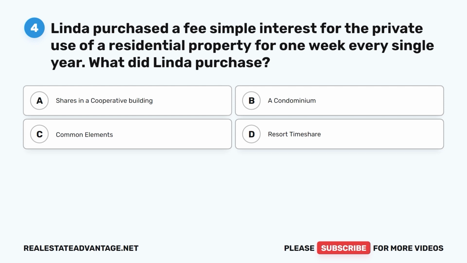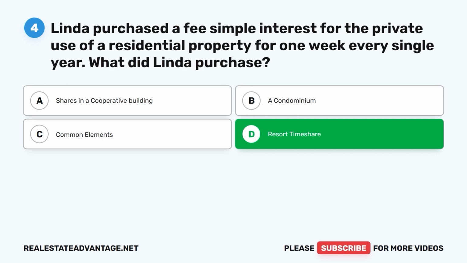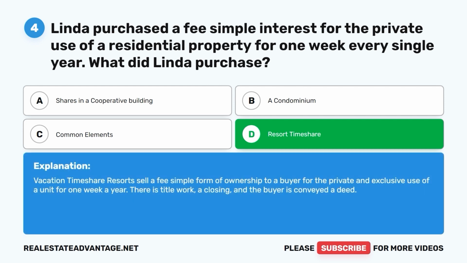Question 4. Linda purchased a fee simple interest for the private use of a residential property for 1 week every single year. What did Linda purchase? A. Shares in a cooperative building. B. A condominium. C. Common elements. D. Resort timeshare. The correct answer is D. Resort timeshare. Vacation timeshare resorts sell a fee simple form of ownership to a buyer for the private and exclusive use of a unit for 1 week a year. There is title work, a closing, and the buyer is conveyed a deed.